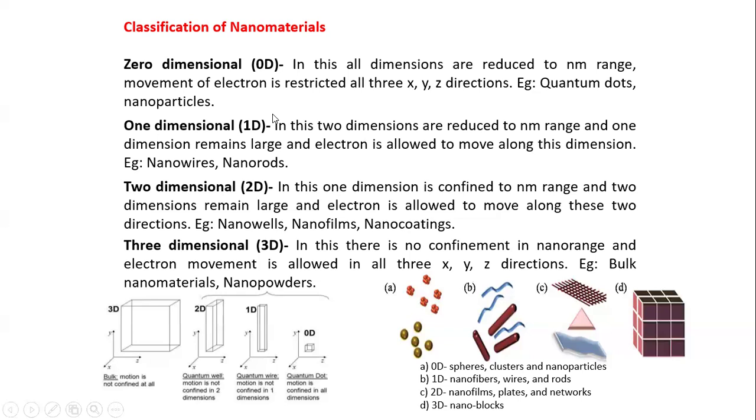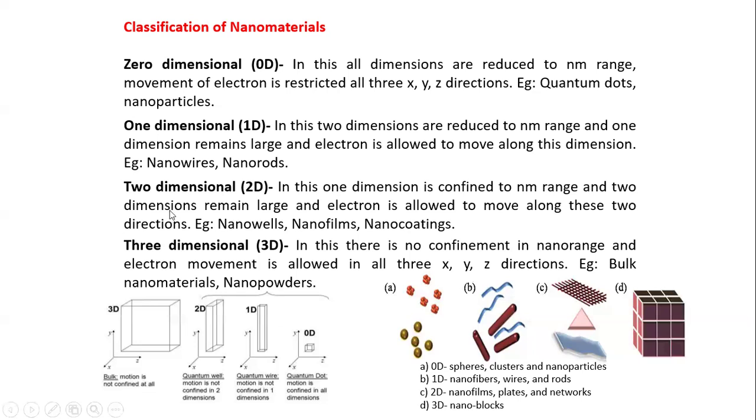Then comes the 1-dimensional nanoparticles. In this, 2 dimensions are reduced to nanometer range, and 1 dimension remains large, and electrons are allowed to move along this dimension. See the diagram here. X direction, Z direction, Y direction are there. Here, 2 of the dimensions are reduced to nanoscale, and therefore the electrons can move in only one of the directions. So that is known as 1-dimensional nanoparticles.